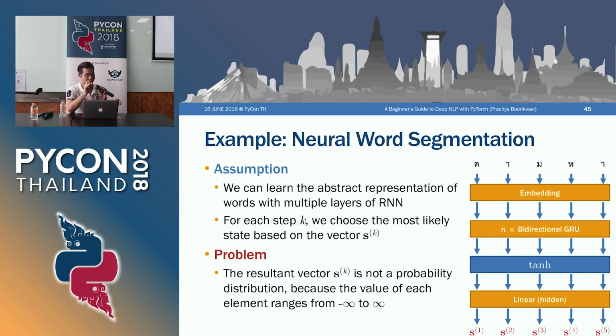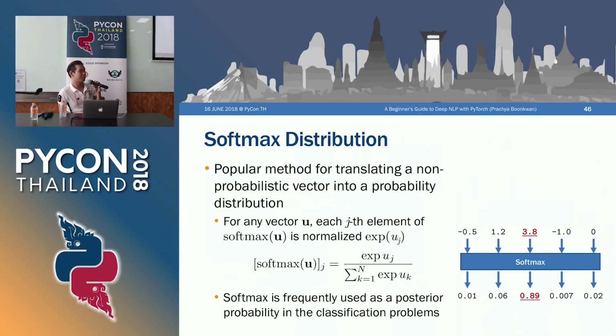But the problem is the resulting vector, S, for selecting the boundaries, is not a probability distribution. The range of each element in that vector can vary from minus infinity to plus infinity, which is very, very hard to train. Can we scope it down to something like a probability distribution, from 0 to 1? Yes, we can do that. We use the softmax distribution.